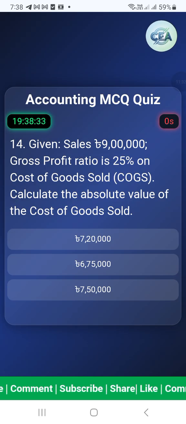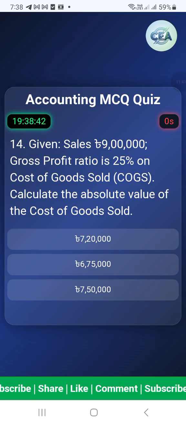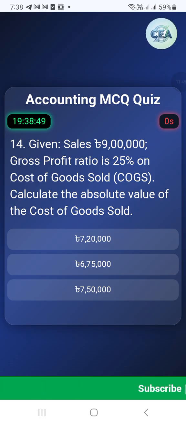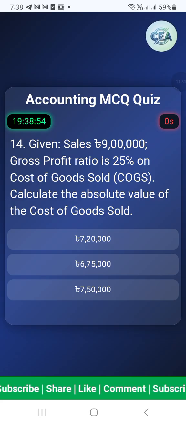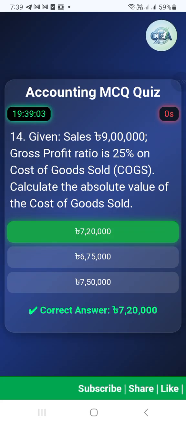14. Given, sales 900,000 takas, gross profit ratio is 25% on cost of goods sold, COGS. Calculate the absolute value of the cost of goods sold. Option 1, 720,000 takas. Option 2, 675,000 takas. Option 3, 750,000 takas. Correct answer is 720,000 takas.